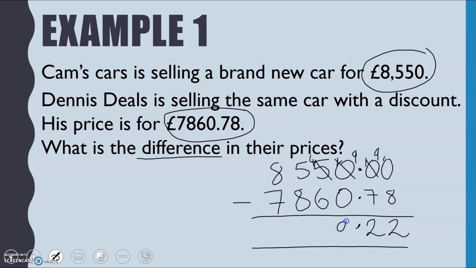9 take away 0 is 9. 4 take away 6 I can't do, so I'm going to borrow 1 from that 5. 14 take away 6 then is 8. I'm going to borrow 1 from that 8. And 14 take away 8 is 6. And 7 take away 7 is 0. So the difference in my price there is £689.22. We were talking about money for both of these numbers, so I need to include my pound sign at the end there for that answer to make sense.